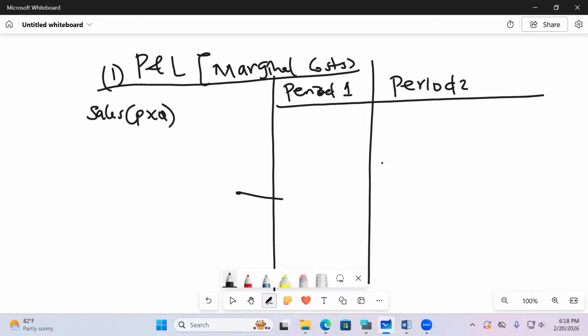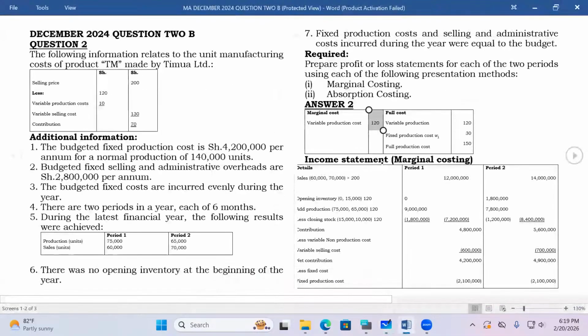How much is the selling price per unit? 200, right? So they're telling me that the selling price is 200. If you look at these notes they have given us, you can see here the following information relates to the one unit manufacturing costs of product TM made by Timua. And you can see the selling price given is how much? 200.